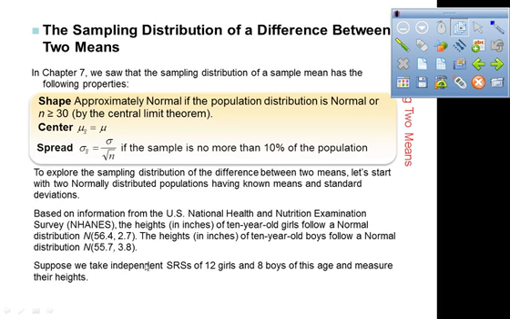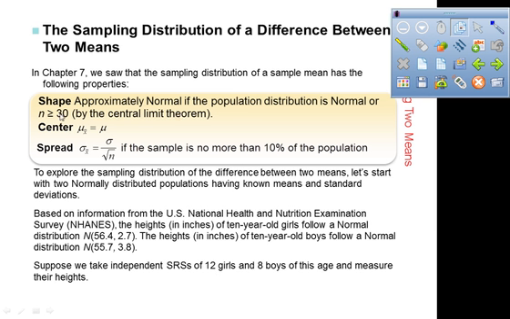They tell you that they take a simple random sample of 12 girls and 8 boys of this age and measure their heights. If this is a real problem, I would be a little worried about the sample size, but they tell you that the population is normally distributed, so you're okay. If they didn't, then we'd have a problem because our sample size wouldn't be large enough in order to assume the central limit theorem.